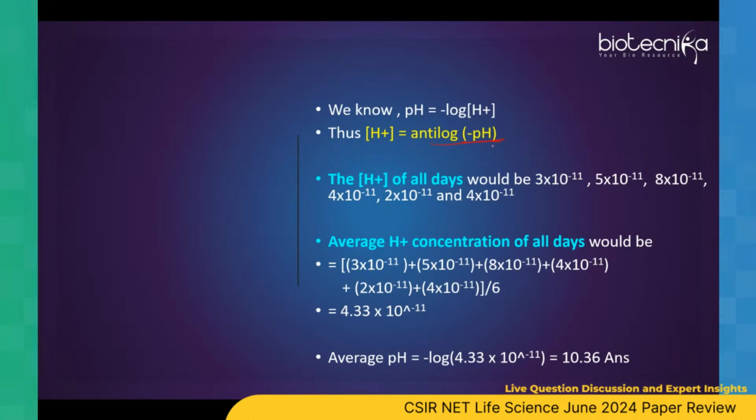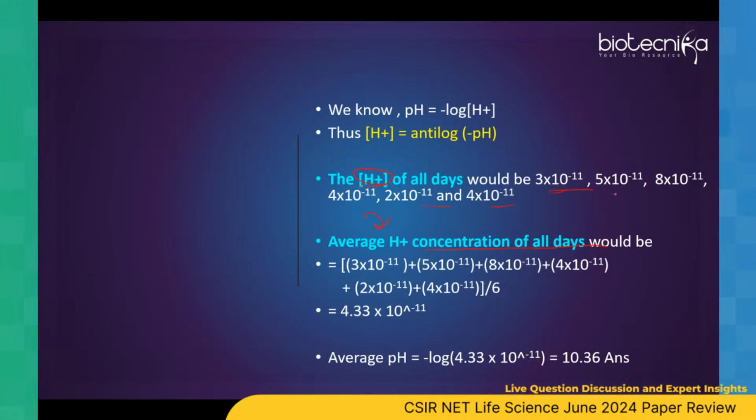So with that you can easily calculate. This is not any heavy calculation. Just put in anti-log of minus 10.5 and you will get this value. Okay, so these are the hydrogen ion concentrations of all the days. Now you have to find the average hydrogen ion concentration. Now you can take the average of all of them.